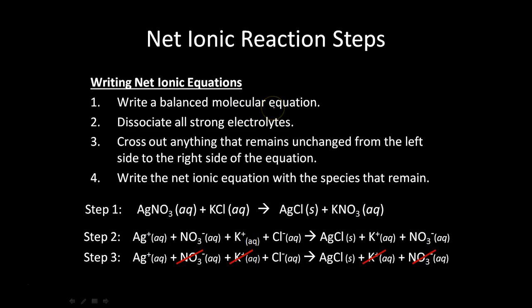So the steps for writing a net ionic equation: first, you have to balance the molecular equation. That is the balanced chemical equation. That's shown right here in step 1. Of course, this one's already balanced, so there are no coefficients that we need to add here.